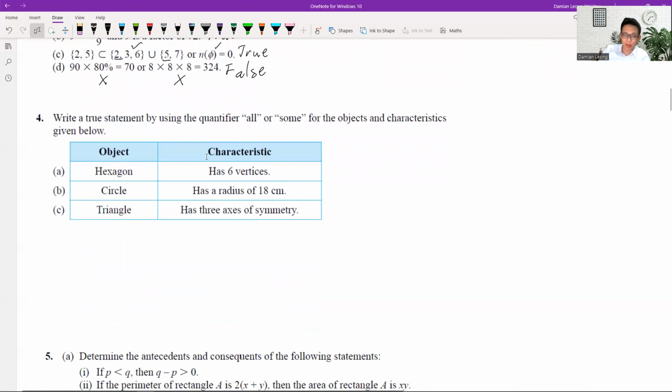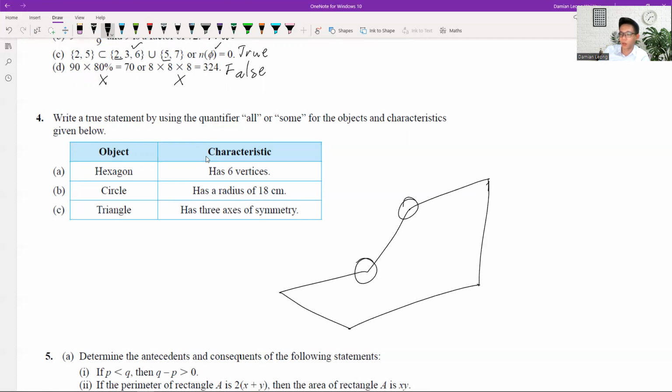Okay, we look at question 4 here. Write a true statement by using the quantifier all or some for the objects and characteristics given below. For a hexagon, the characteristic is has 6 vertices. So this one basically is all. There's no exception. All hexagons definitely will have 6 vertices, no matter how it looks. 1, 2, 3, 4, 5, 6. See, there's 6 vertices. So this is all.